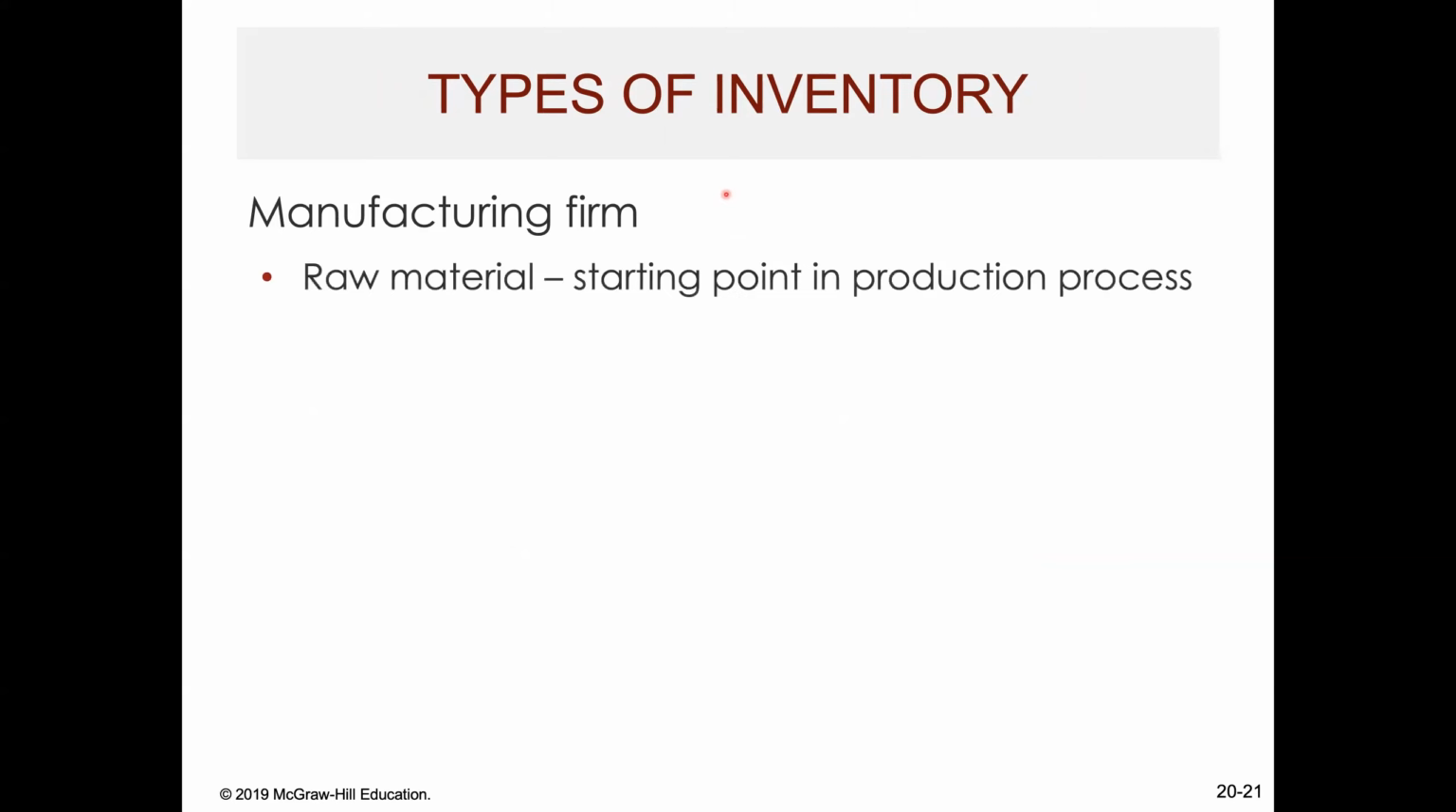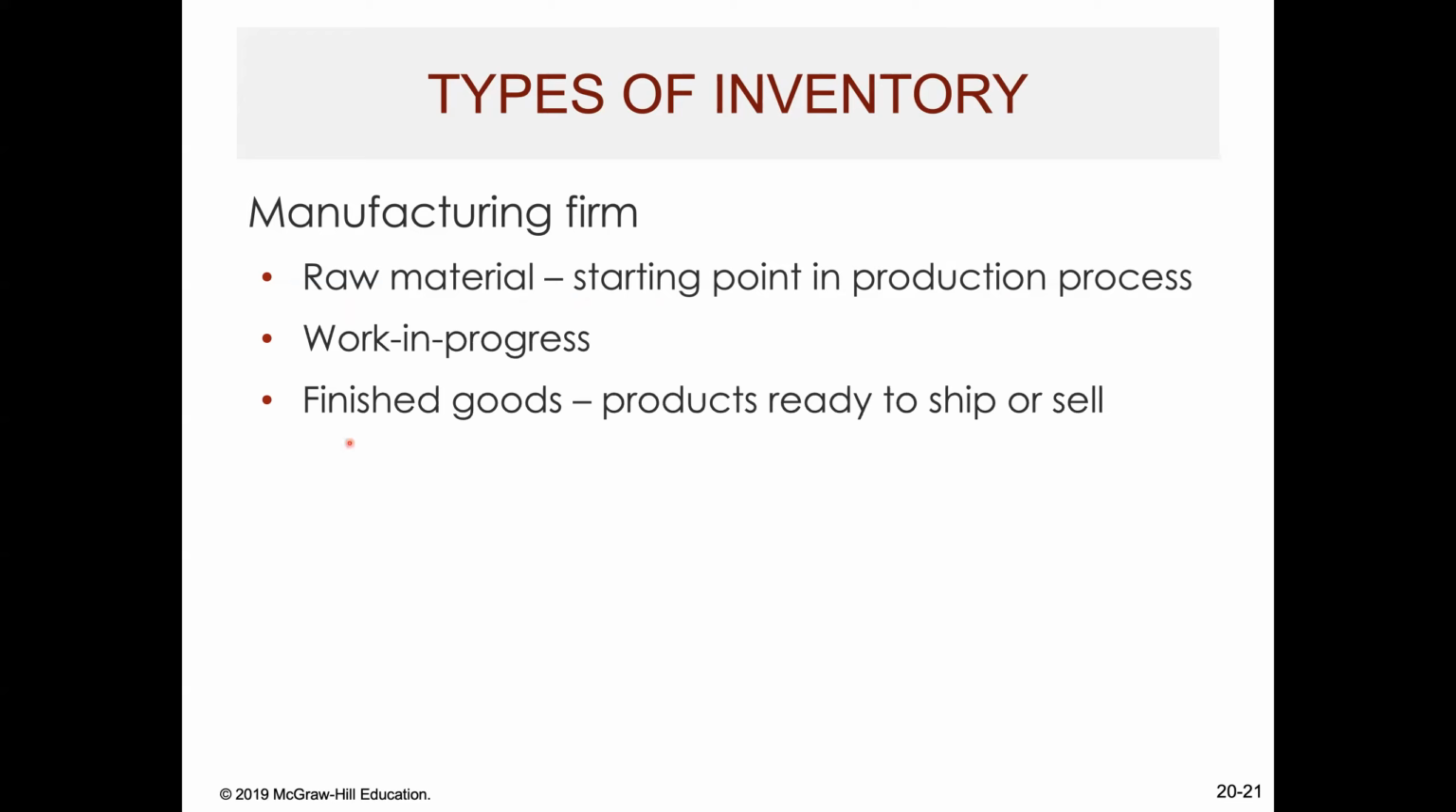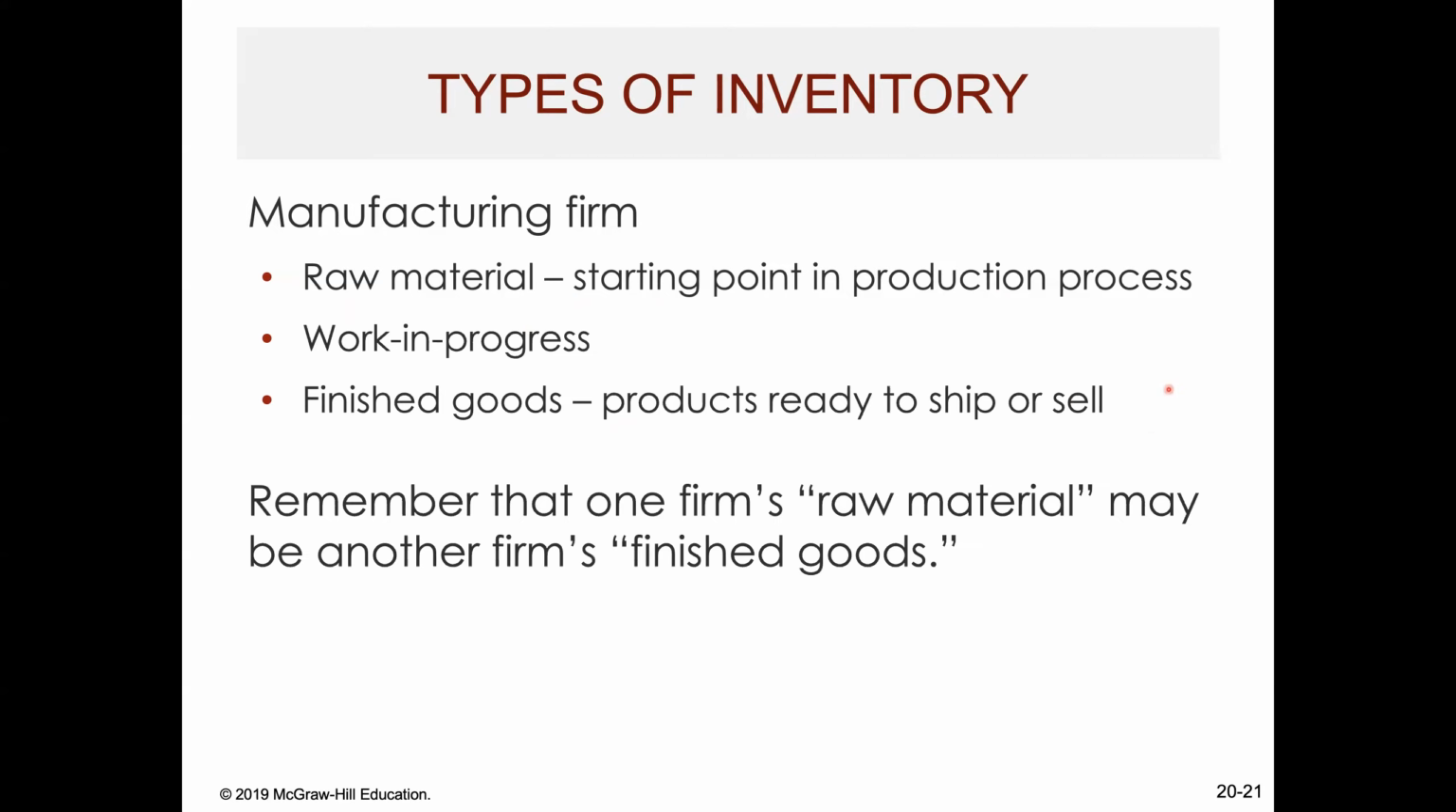So there are different types of inventory. For a manufacturing firm, it might be raw material, the starting point in the production process. Also, there's work in progress, so they're somewhere along the manufacturing line. And then we've got finished goods. These are products ready to ship or sell. Okay, so our inventory could be at any point along this continuum.